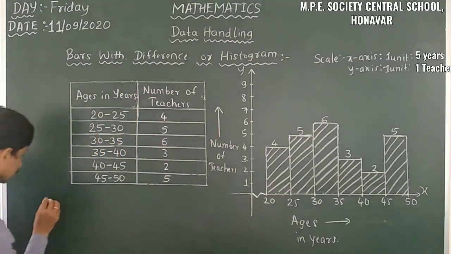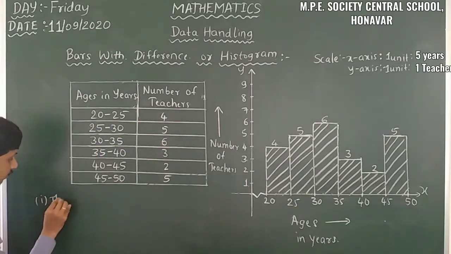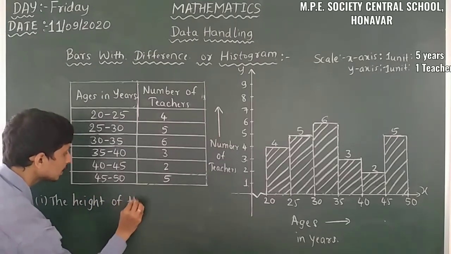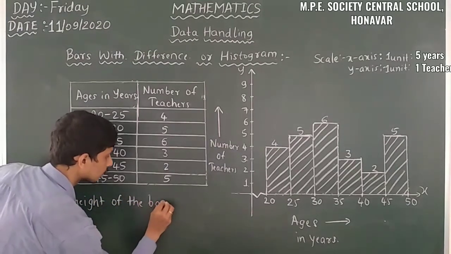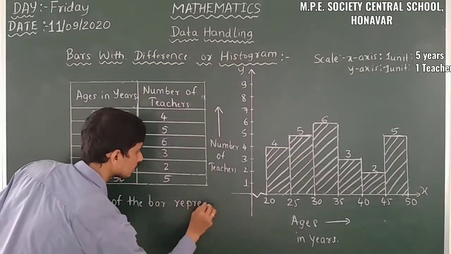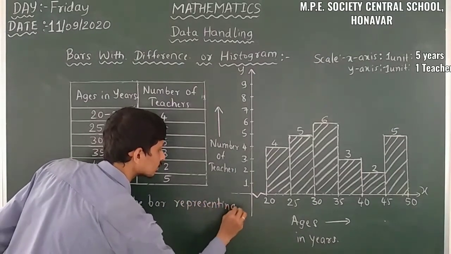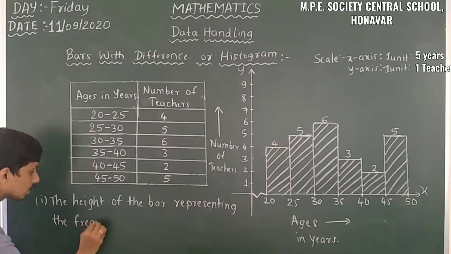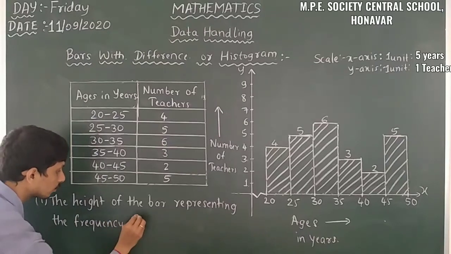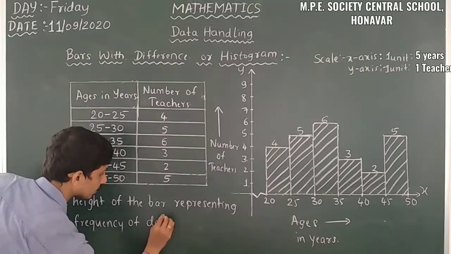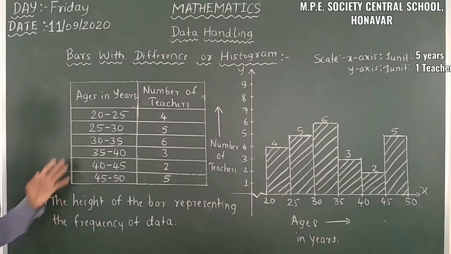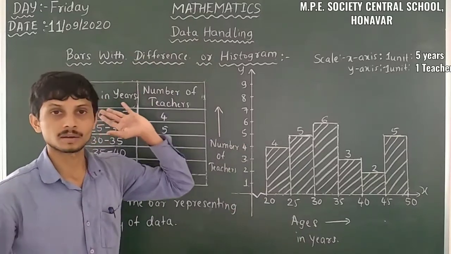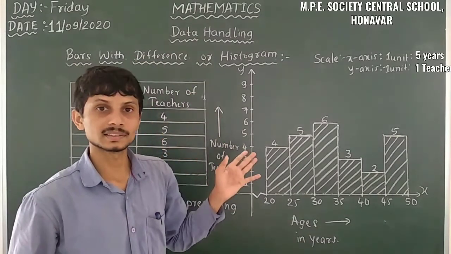So here the height of the bar is representing the frequency of each data. So this form of representation of data we call a histogram. So here it is like this.